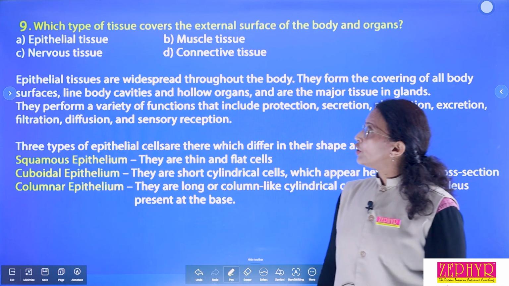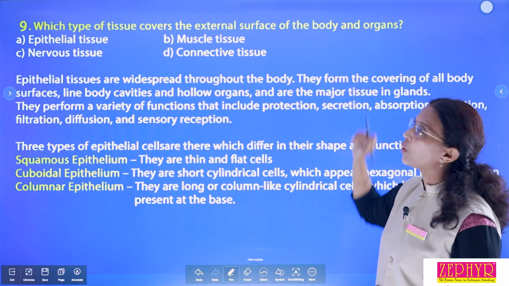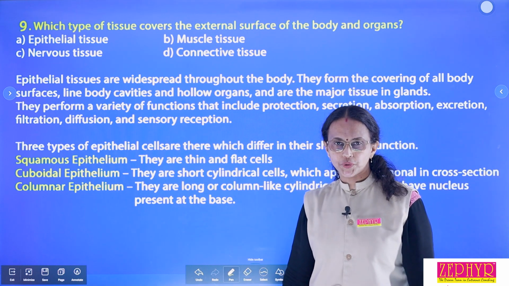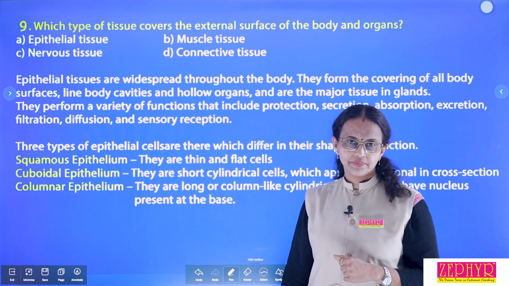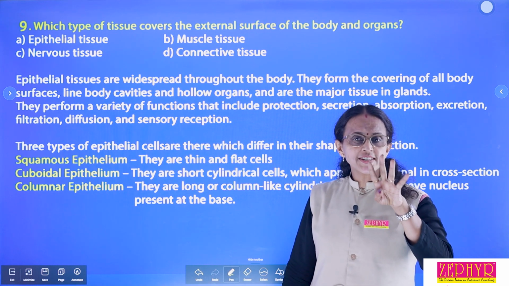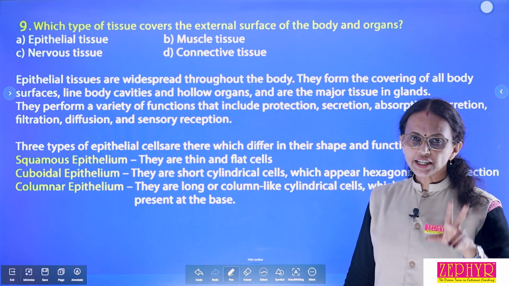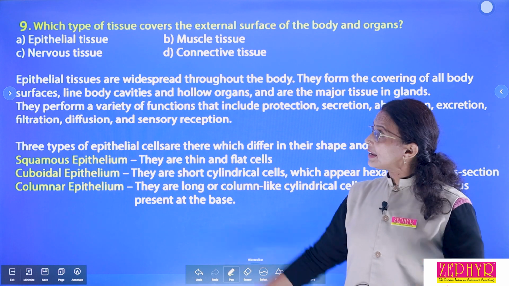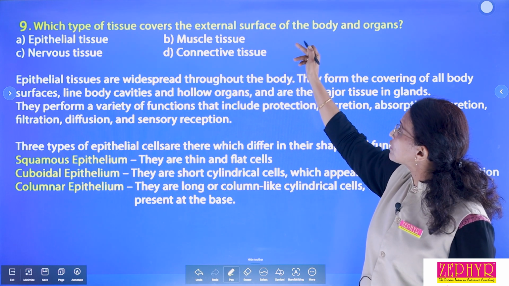Question number 9. Which type of tissue covers the external surface of the body and organs? External surface of the body, which type of tissue? And covering organs, all internal organs are covered by which kind of tissue? You know that there are 4 kinds of tissue present in the human body: epithelial tissue, connective tissue, muscular tissue, nervous tissue. Then which type of tissue covers the external surface of the body?